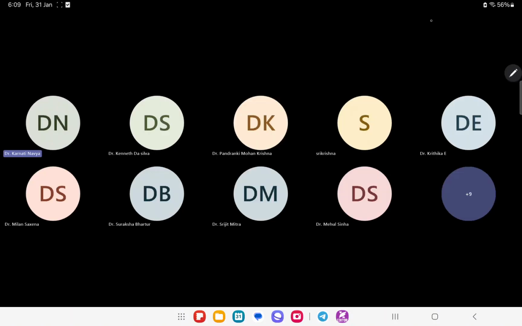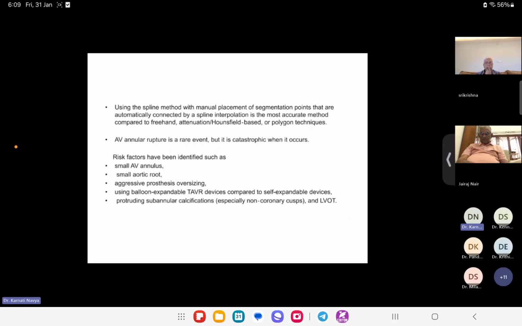Improved procedural sizing and outcomes compared to TEE, or transthoracic, or 2D transesophageal echo. Using the spline line method with manual placement of segmentation points that are automatically connected by spline interpolation is the most accurate method compared to freehand, attenuation or Hounsfield-based, or polygon techniques.